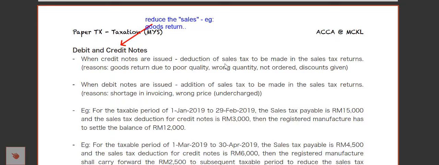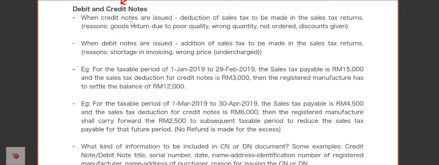Because it's accrual basis, it means the sales tax would have been accounted for, and you need to pay the sales tax. So let's say you have accounted and the sales tax has been paid to customs. The question now is, how do you deal with debit notes or credit notes? Because the effects of debit notes or credit notes will affect the amount of sales tax that you either need to pay or the sales tax that you can claim as a deduction. I have two examples here that I'm going to show you.